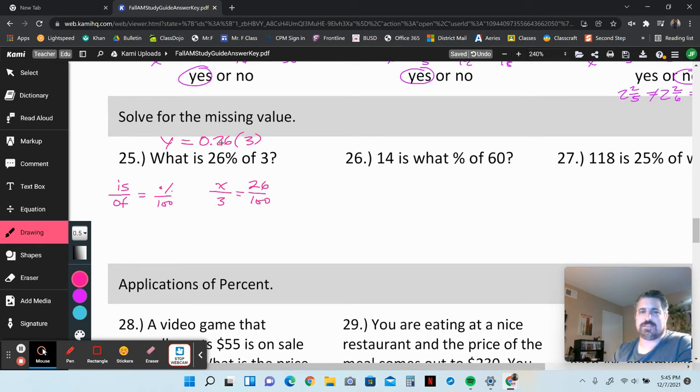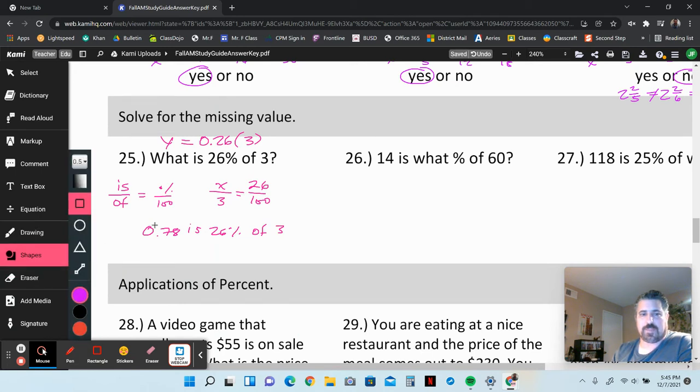In this case, I think the easier one to solve is 0.26 times 3. So 3 times 0.2 is going to be 0.6, and 3 times 0.06 is 0.18. This way, 0.6 plus 0.18 is 0.78. So it would make sense to me that the answer is 0.78. So you'd say 0.78 is 26% of 3. And that is what I would write as my answer. Okay. And so if you had to put it into the test, you just put in 0.78, basically.